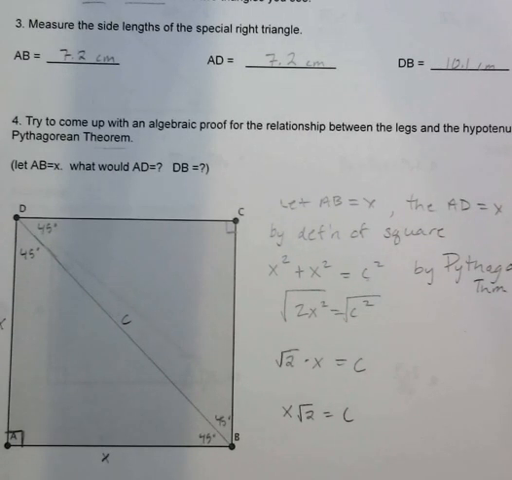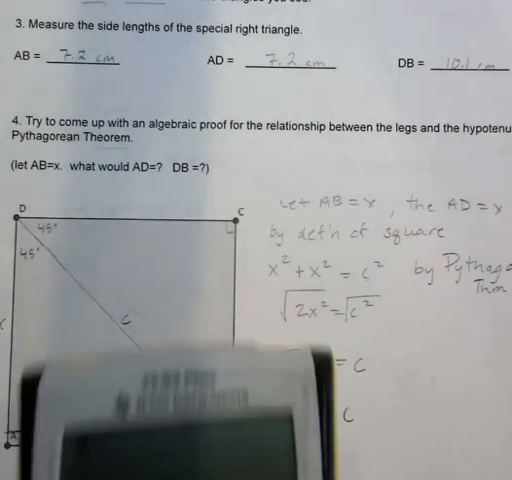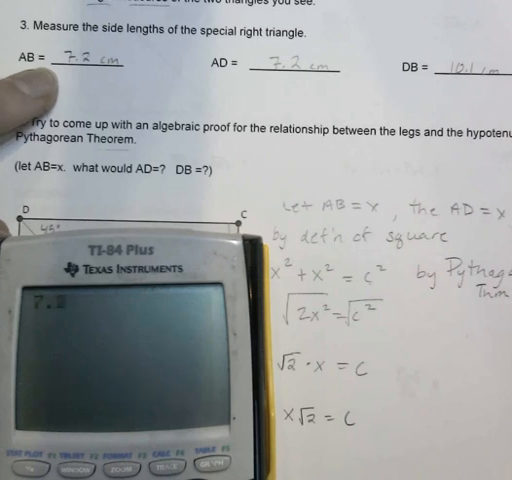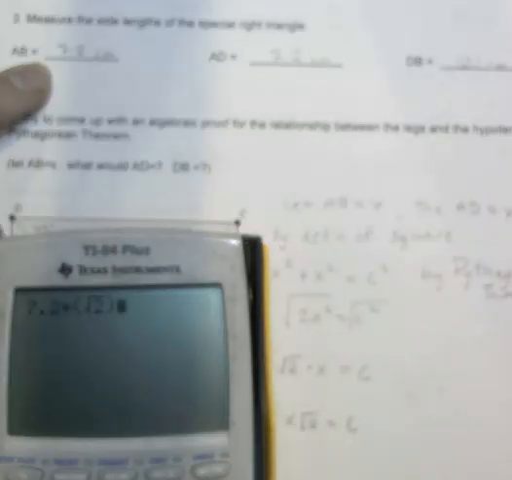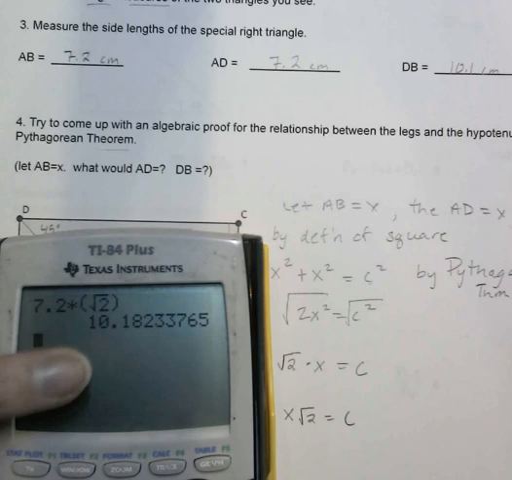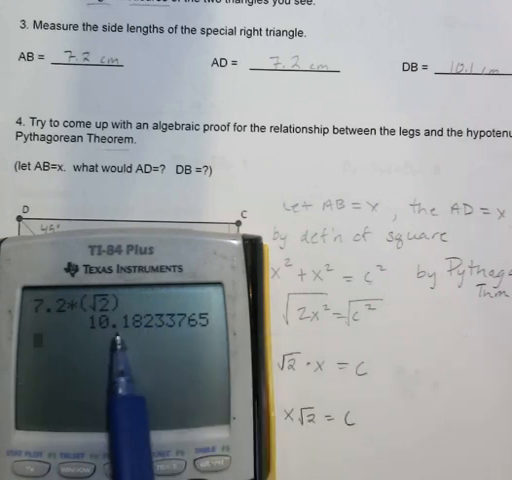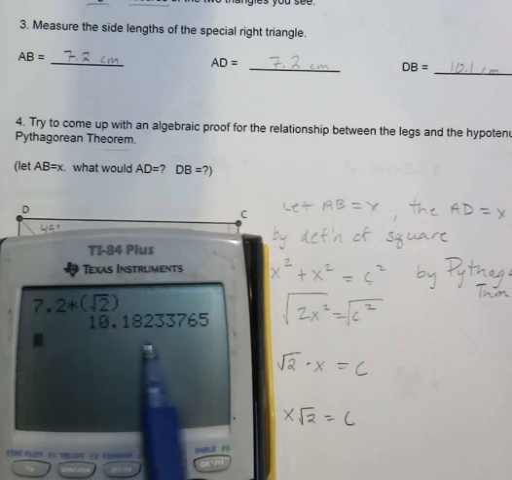So if I take 7.1, my side, 7.2, and multiply by the square root of 2, so I'm taking the side length and multiplying the square root of 2, that should give me the hypotenuse, which is pretty dang close. And keep in mind, we did a little bit of estimating and rounding, and it's taking root 2 and turning it to a decimal.